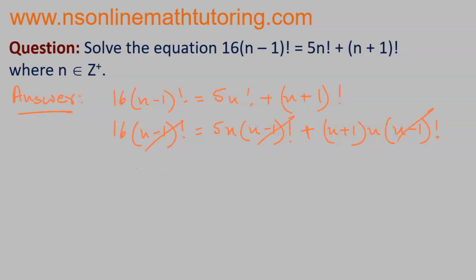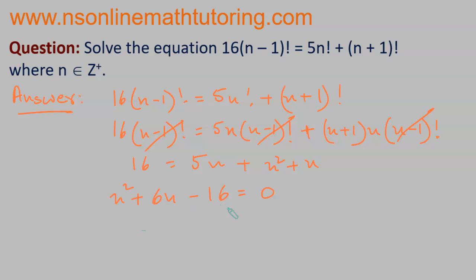Okay? And we have the equation as 16 equals 5n plus (n plus 1) times n, which is n square plus n. Okay? And this is a quadratic equation involving n, so we have to bring all the terms on one side of the equal to sign and make the other side equal to 0. Okay? And 5n plus n is equal to 6n. So we can rewrite this as n square plus 6n minus 16 is equal to 0. Okay?